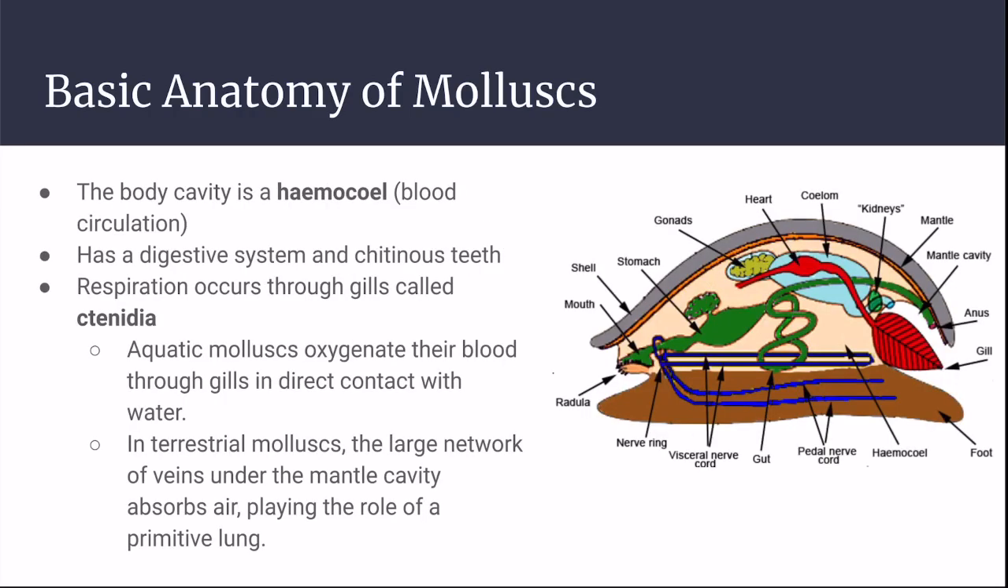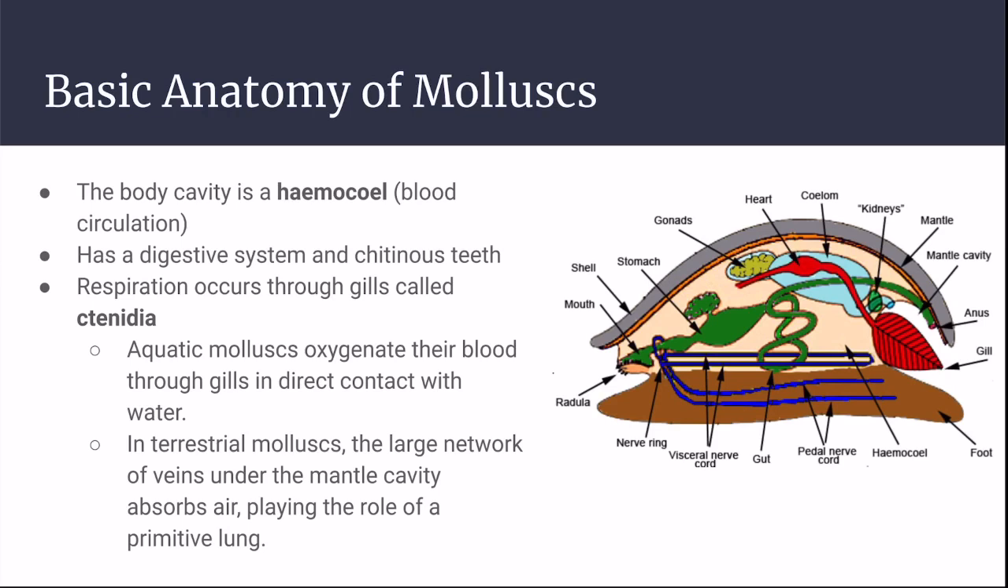So more anatomical stuff. They have the hemocoel, which is their main body cavity. They have a digestive system with these weird teeth. And then they have gills called, I don't know how to pronounce it, ctenidia.